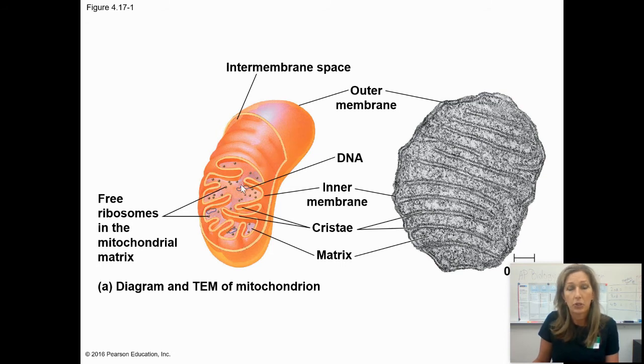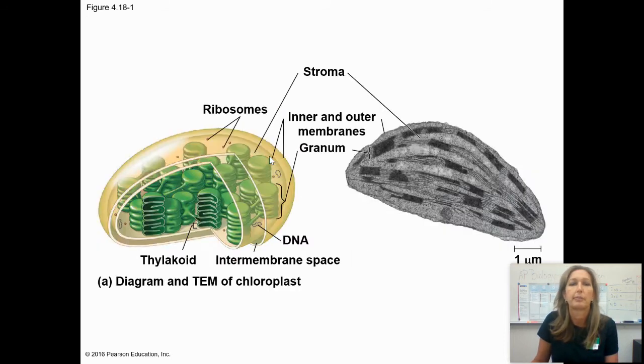Now remember, circular DNA was found in prokaryotes. So in this inner structure, I have plasma membrane, I have circular DNA, and I have ribosomes. And so that exists in all of our eukaryote cells that can perform aerobic respiration.